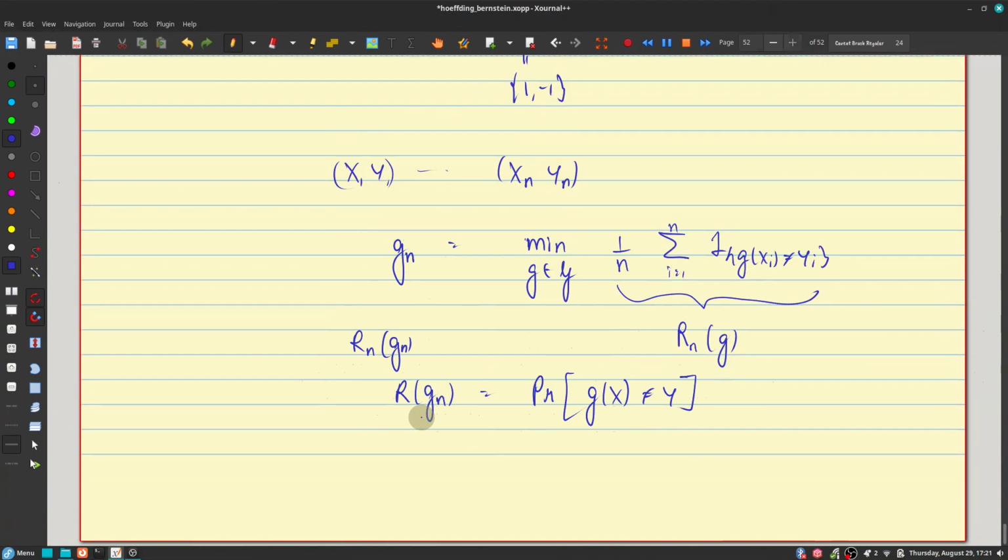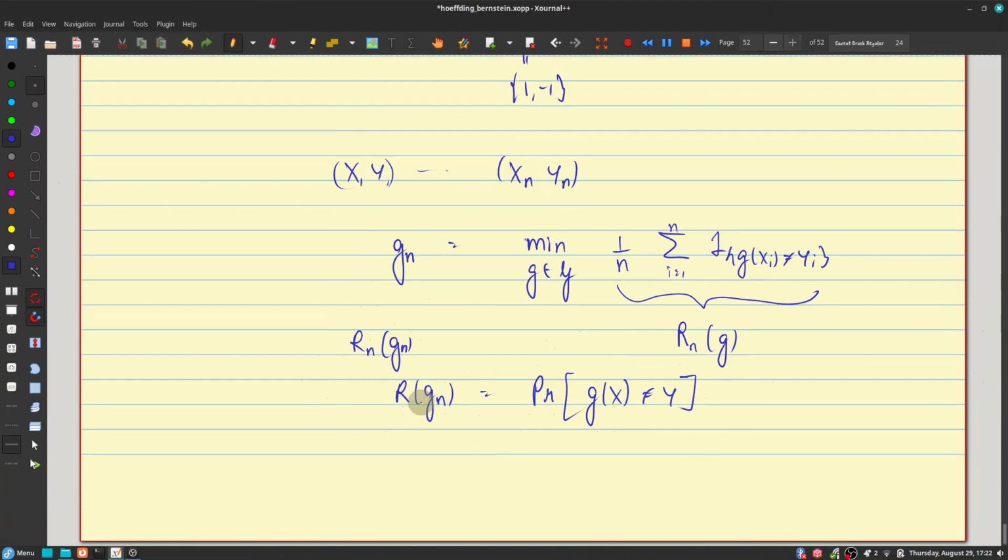So the main reason why concentration inequalities are useful is that we'll be able to say that even though we don't know what R of Gn is, if n is sufficiently large, then Rn of Gn is a good proxy to R of Gn. So as n becomes large, Rn of Gn concentrates, and it in fact concentrates to R of Gn.